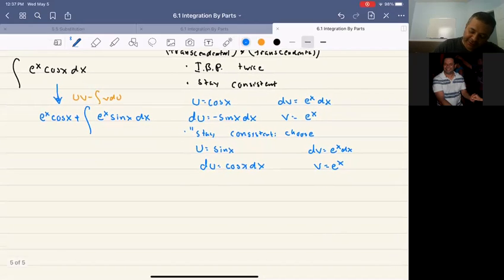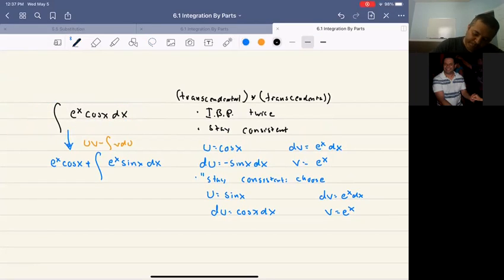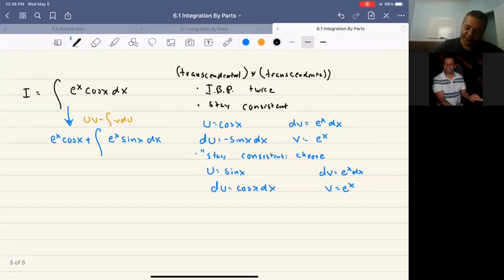When I do this again, I'm going to need that integral here, so let's call this I. It's not a trick, I'm just giving a name to the thing I'm evaluating, because it's going to come back to haunt us. So we get I equals e to the x cosine x plus e to the x sine x minus the integral of v du.